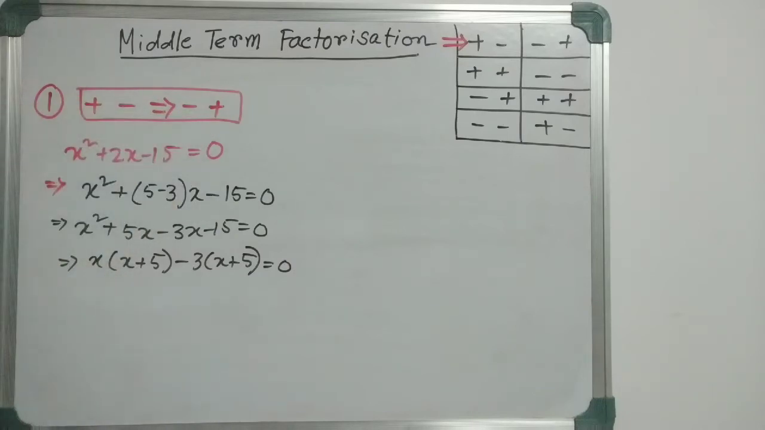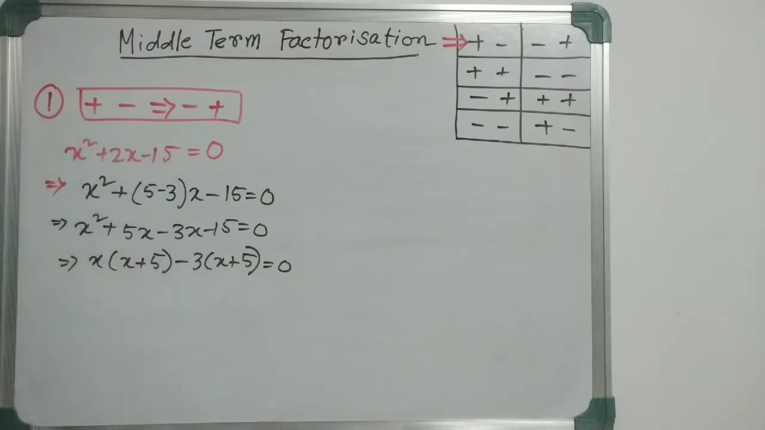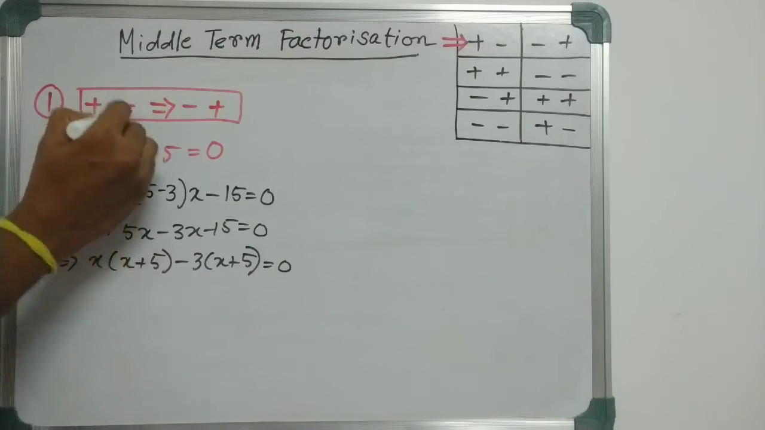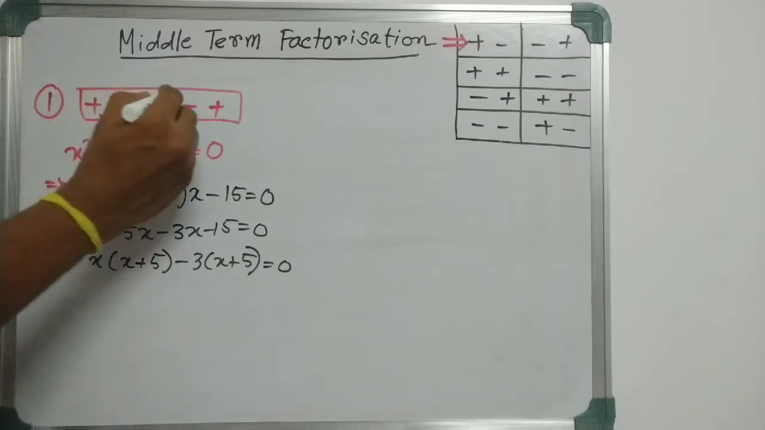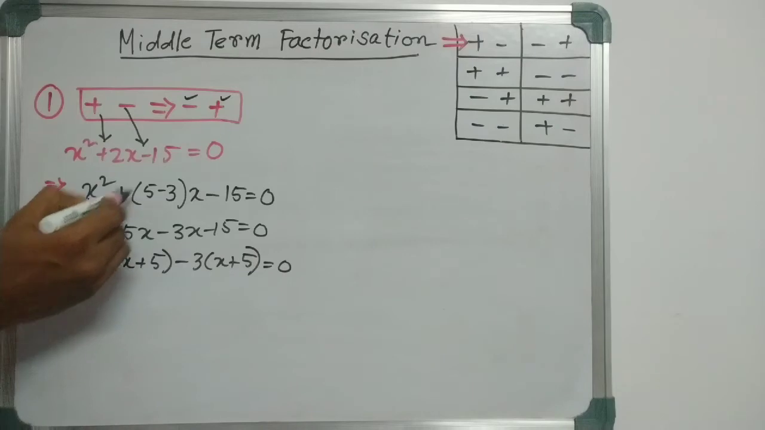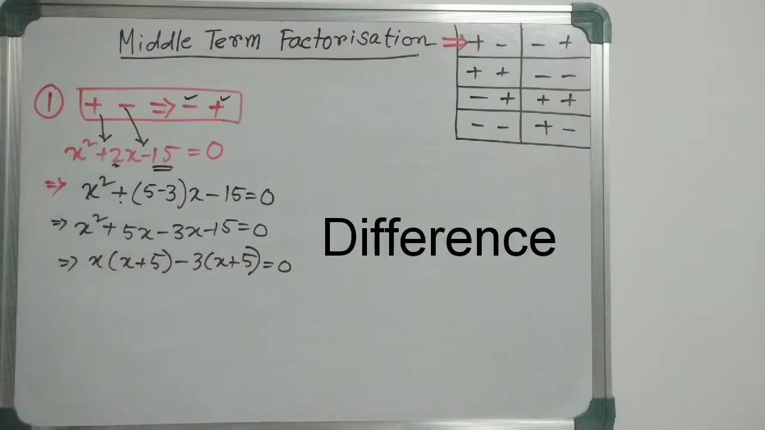So let us go for an example, that is x square plus 2x minus 15 equal to 0. This plus is that one and this minus is that one. So in the result we will get two values where one root will be minus and one root will be plus. Okay, so let us solve it. x square plus, this is 15. So we have to find two terms whose multiplication is 15 and subtraction is 2, that is positive 2.